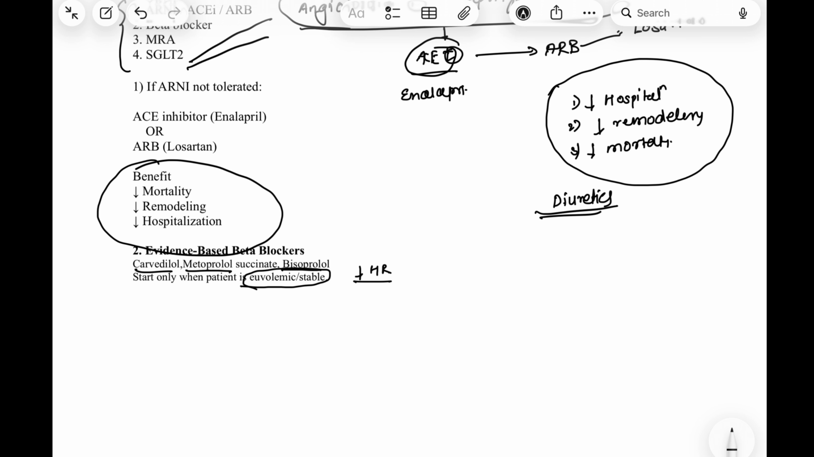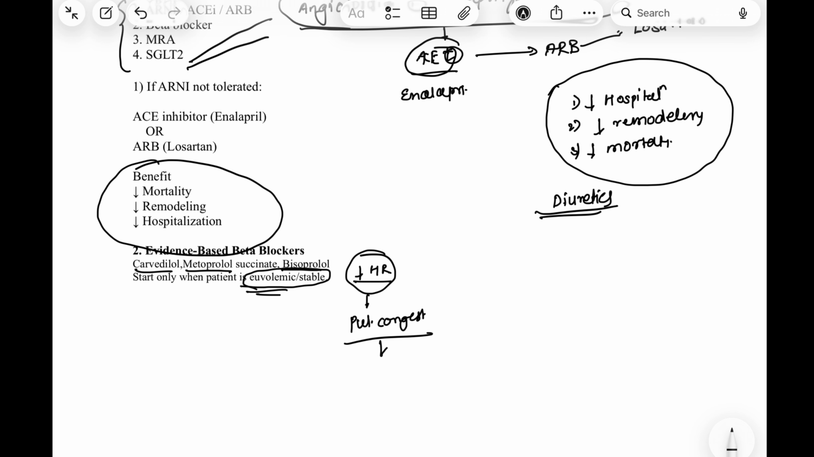So suppose the patient has hypervolemia and there is a decreased heart rate, what will be the next adverse effect that can be caused by this? It is pulmonary congestion. So this pulmonary congestion will be caused by a beta blocker in a hypervolemic patient. So remember one thing, that a beta blocker has to be started only if the patient is euvolemic, and this is a very high yield topic for NEET PG.